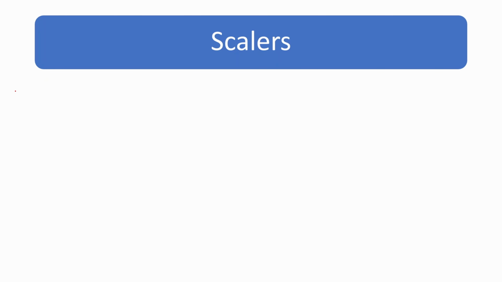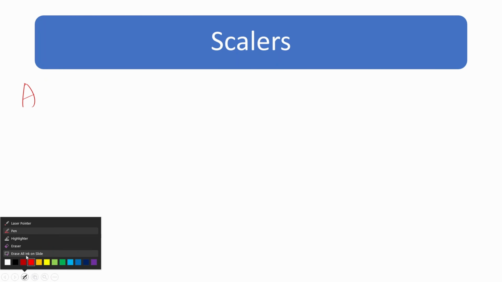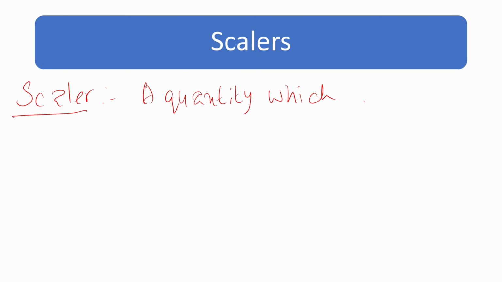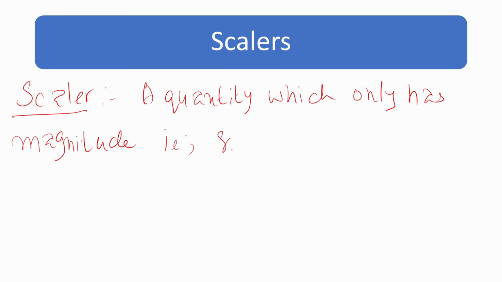A scalar is a quantity which only has magnitude, that is size or length. So a scalar is a quantity which only has magnitude, that is size or length. Now this might seem a bit confusing, but let me elucidate it with an example.